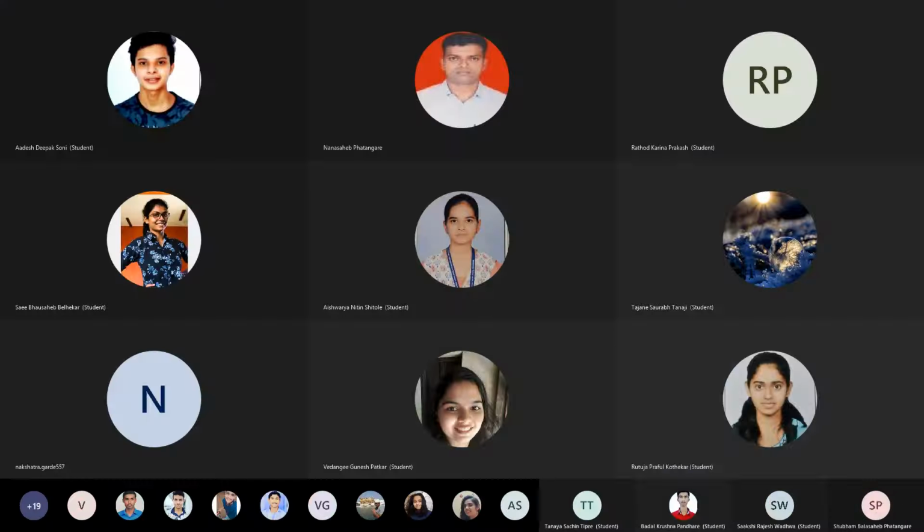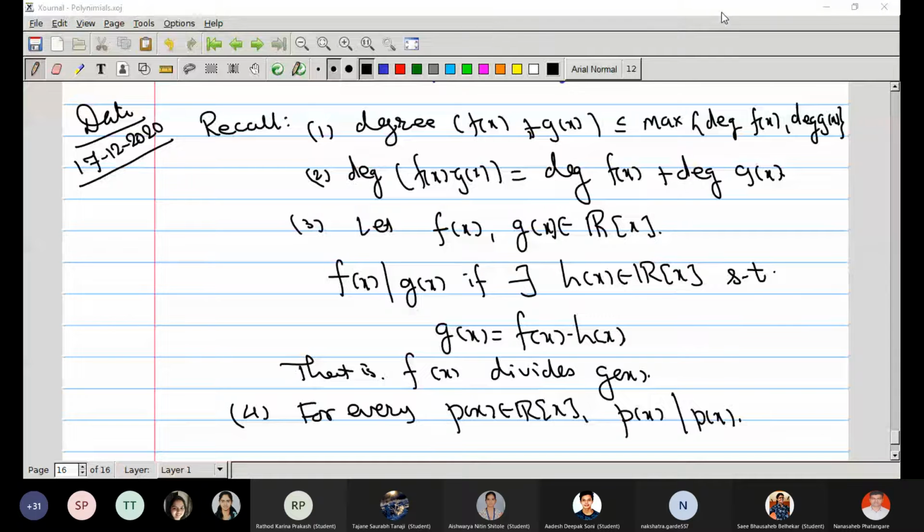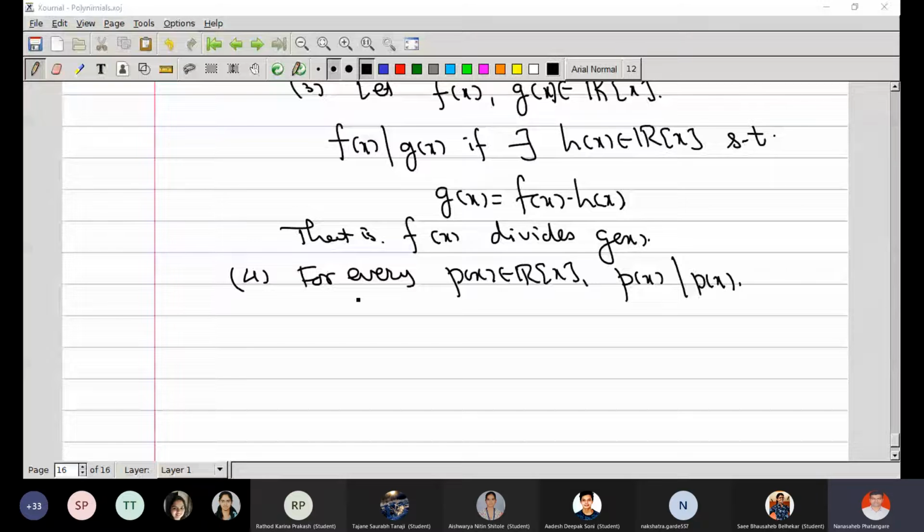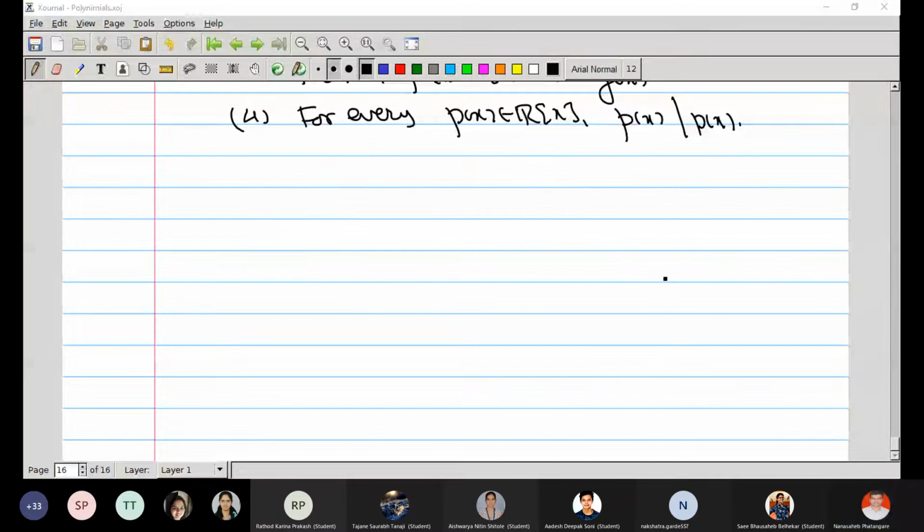So last time we were talking, right? A polynomial f(x) divides g(x) if there exists another polynomial h(x) in the same set such that g(x) is f(x) times h(x). And every polynomial divides itself. This is what we discussed last time.